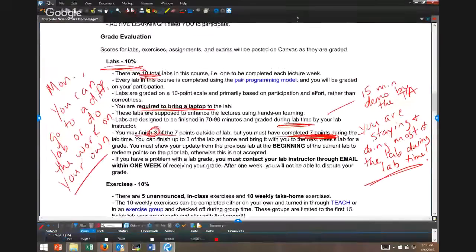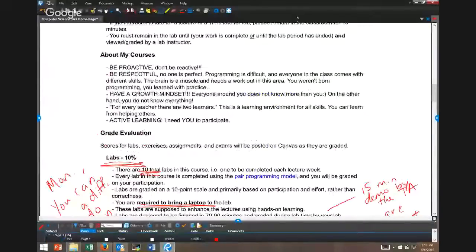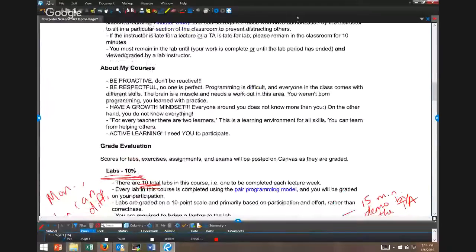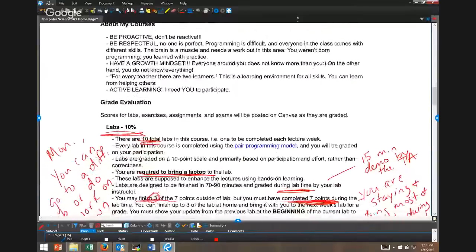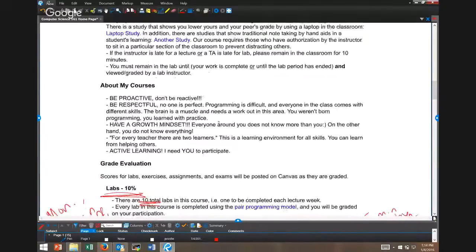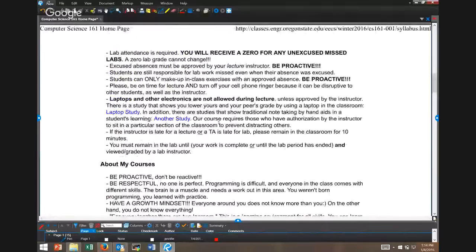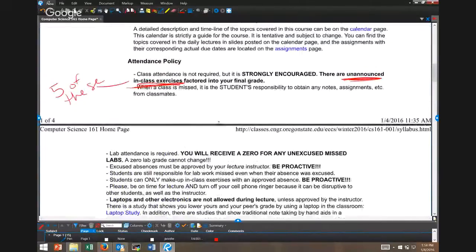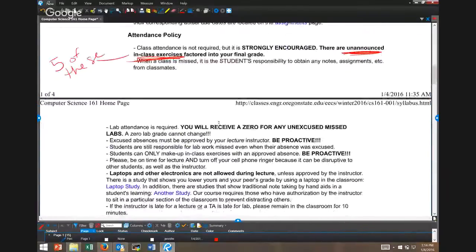Let's see, so let's go back up here. So attendance, if you do not attend one of these labs, and you did not get permission to not be in that lab, then if you did not get that 7 points, or anything lower, 0, 1, 2, 3, up to 6, will not allow you to get a higher score in the next lab. So you must be present and get checked off during lab time up to 7 points to finish anything on your own.